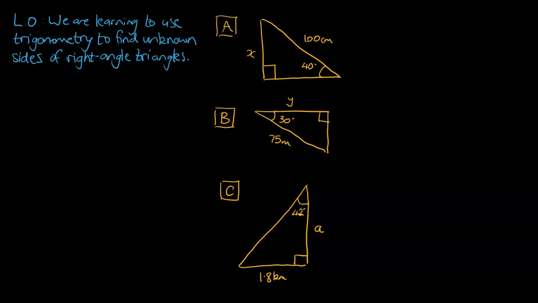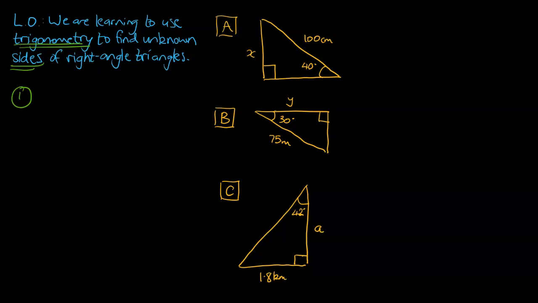Today's learning objective is in blue, and we are learning to use trigonometry to find the unknown sides of right angle triangles. And the key part for today, we're using trigonometry and we're trying to find out about the sides. I've got 3 questions for us in yellow, and we're going to go through those in a little bit. But before we start that, I just wanted to go through the 4-step process I'm wanting you guys to follow for these types of questions.